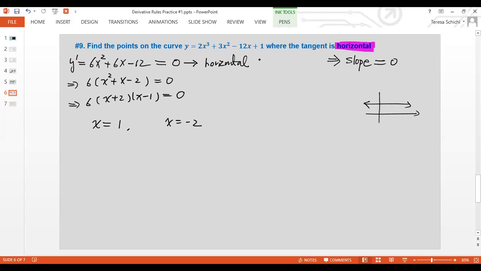Because it's a horizontal line, the horizontal tangent line means the slope equals 0. That's how you do that.